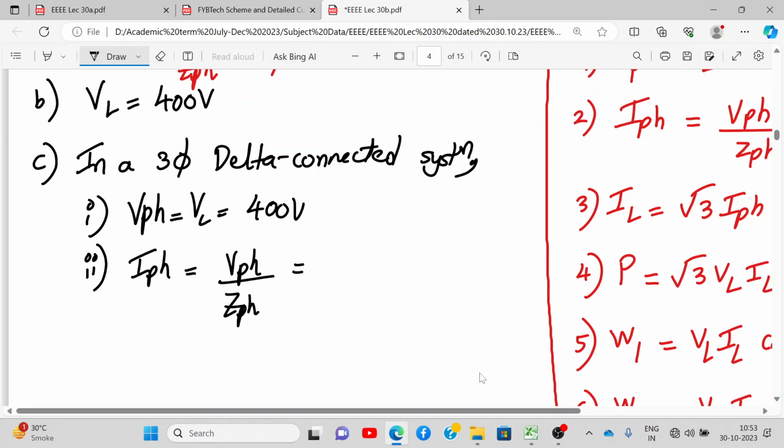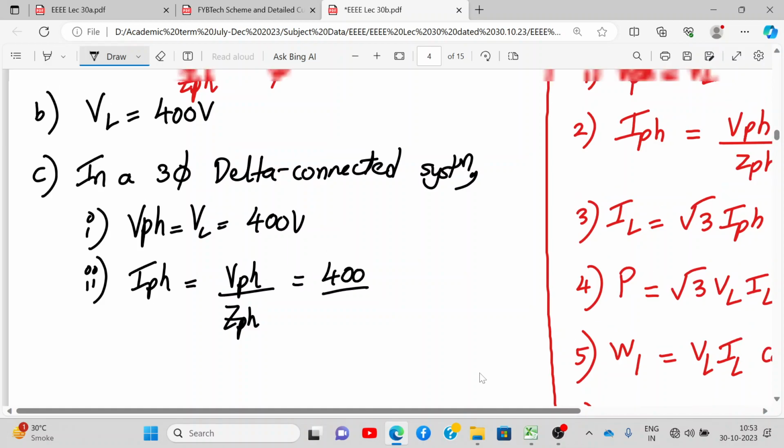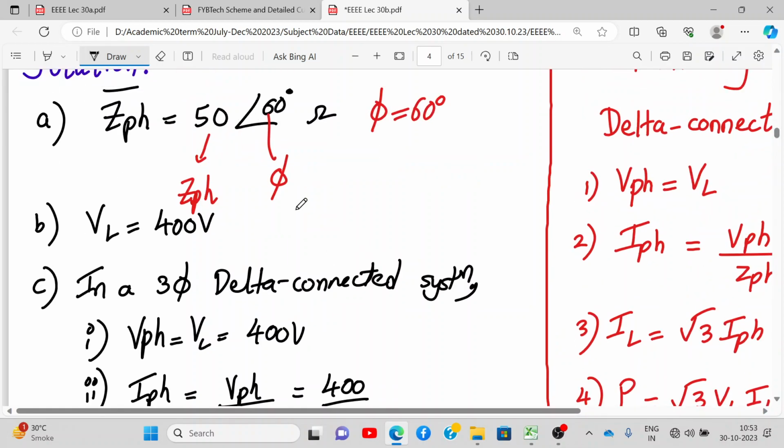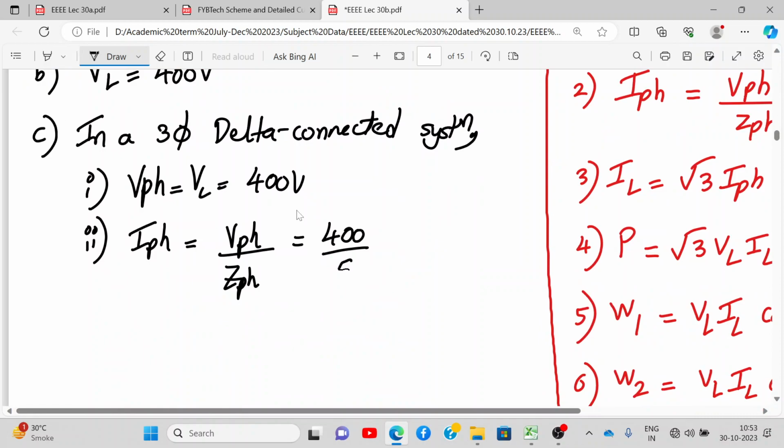What is V phase? 400. What is Z phase? 50. So what will be the phase current? 400 upon 50 is 8 amperes.